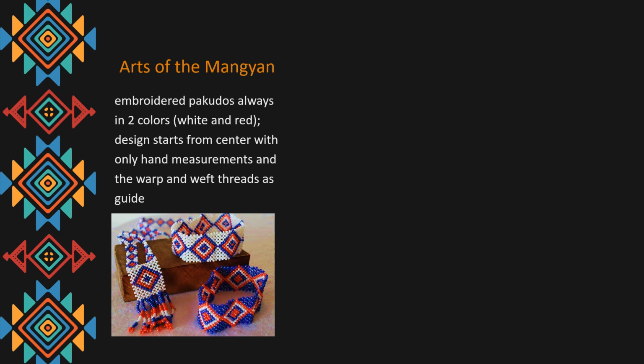The arts of the Mangyan. The embroidered pakudos is always of two colors. On a white blouse, it is predominantly red and is highlighted by a fine black or dark blue outline. On a blue blouse, it is also predominantly red, but the outline stitchery is white. The design is started from the center with only hand measurements and the warp and weft threads as guide.